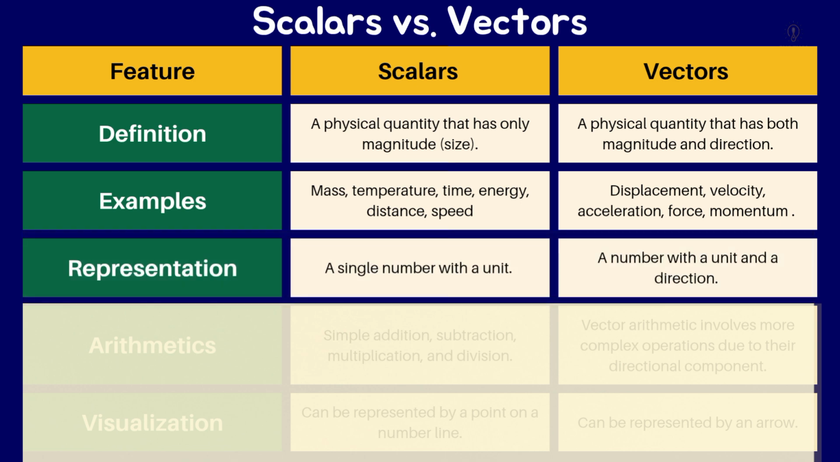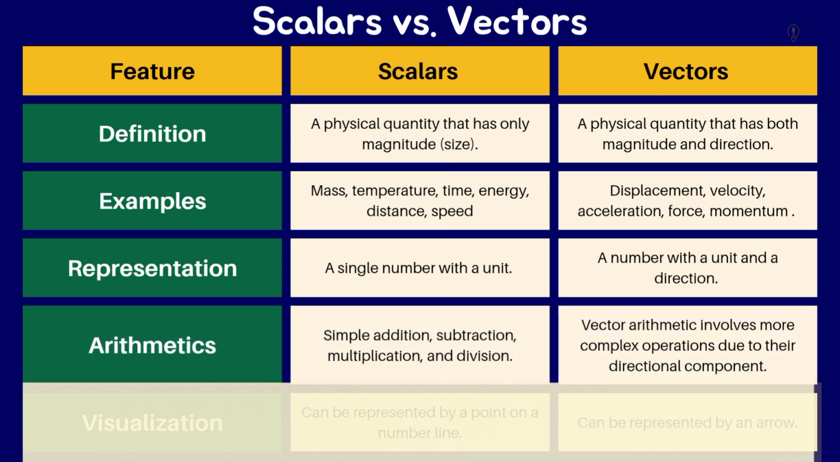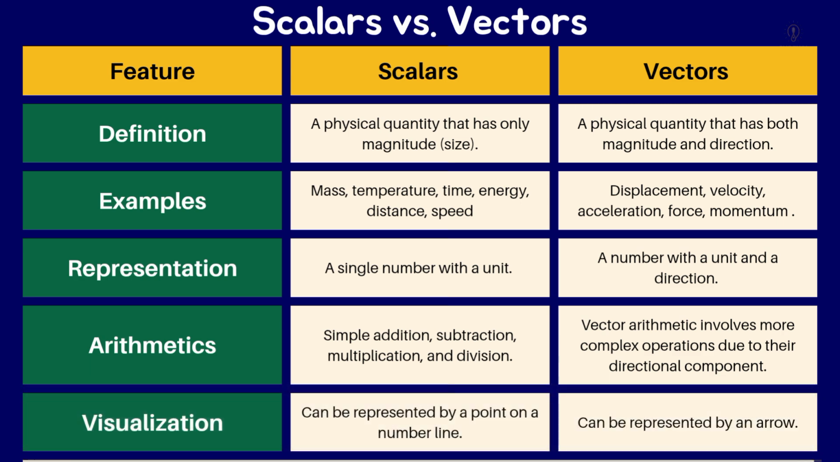Scalars are represented as regular numbers like temperature or speed, while vectors are depicted as arrows. The length of the arrow shows the magnitude and its orientation indicates the direction. Consider speed and velocity. Speed, a scalar, tells us how fast a car is moving. Velocity, a vector, also tells us the direction of motion. Similarly, temperature, a scalar, informs us about heat, while wind velocity, a vector, provides speed and direction.